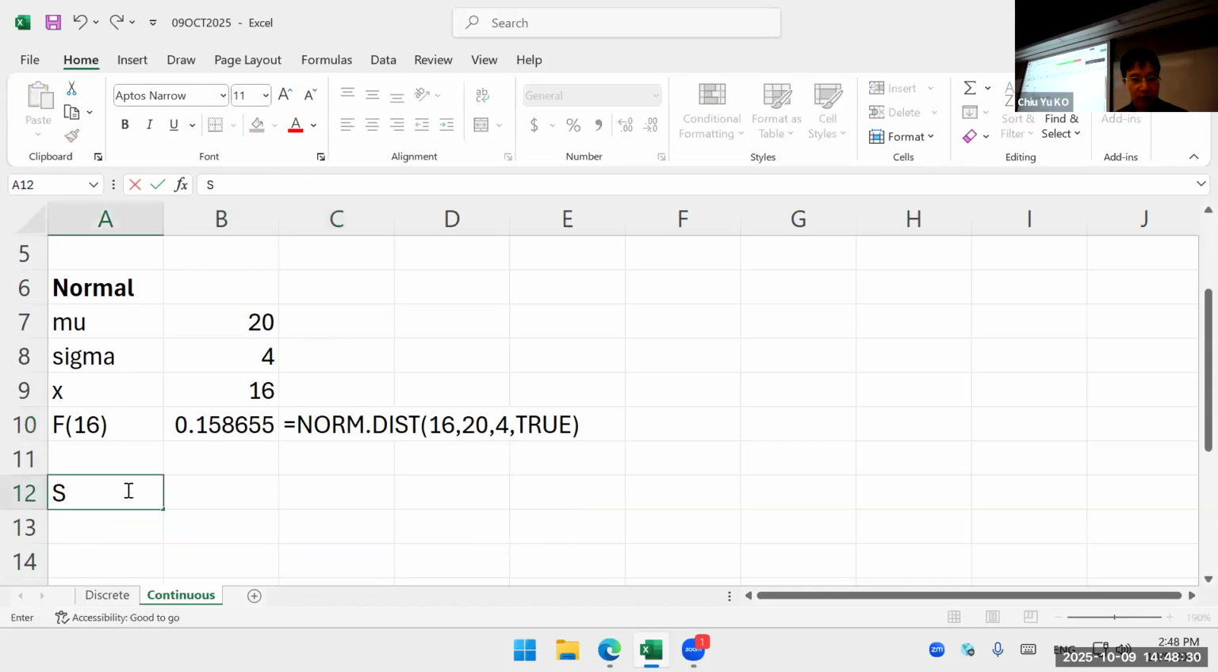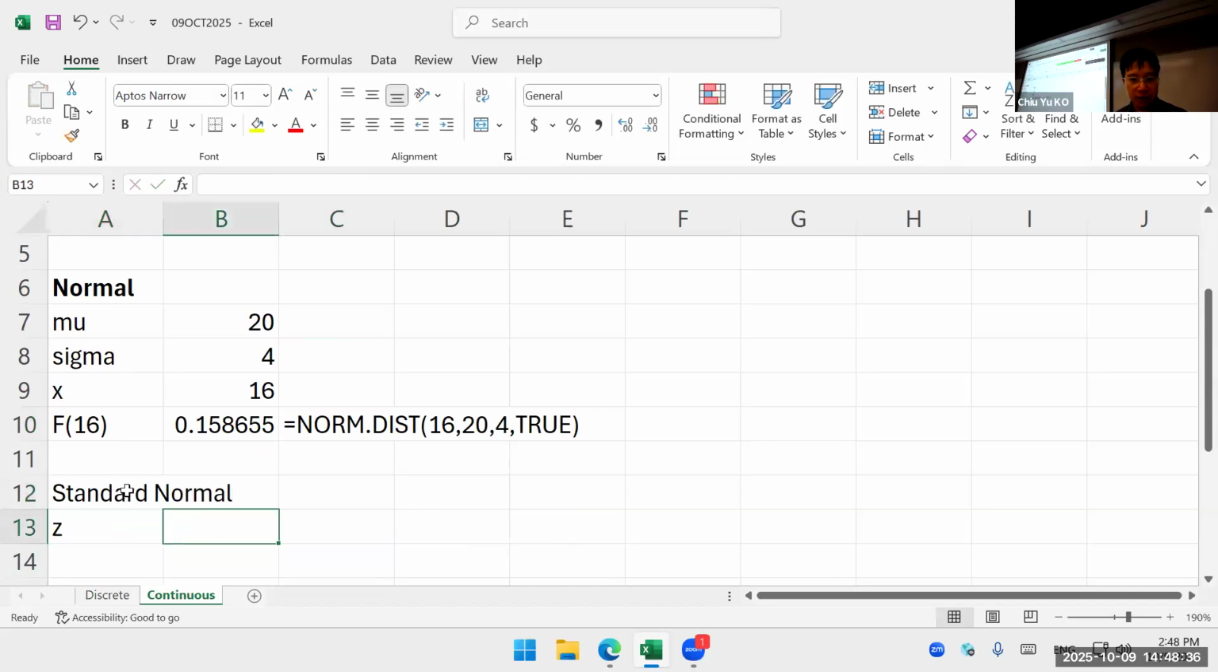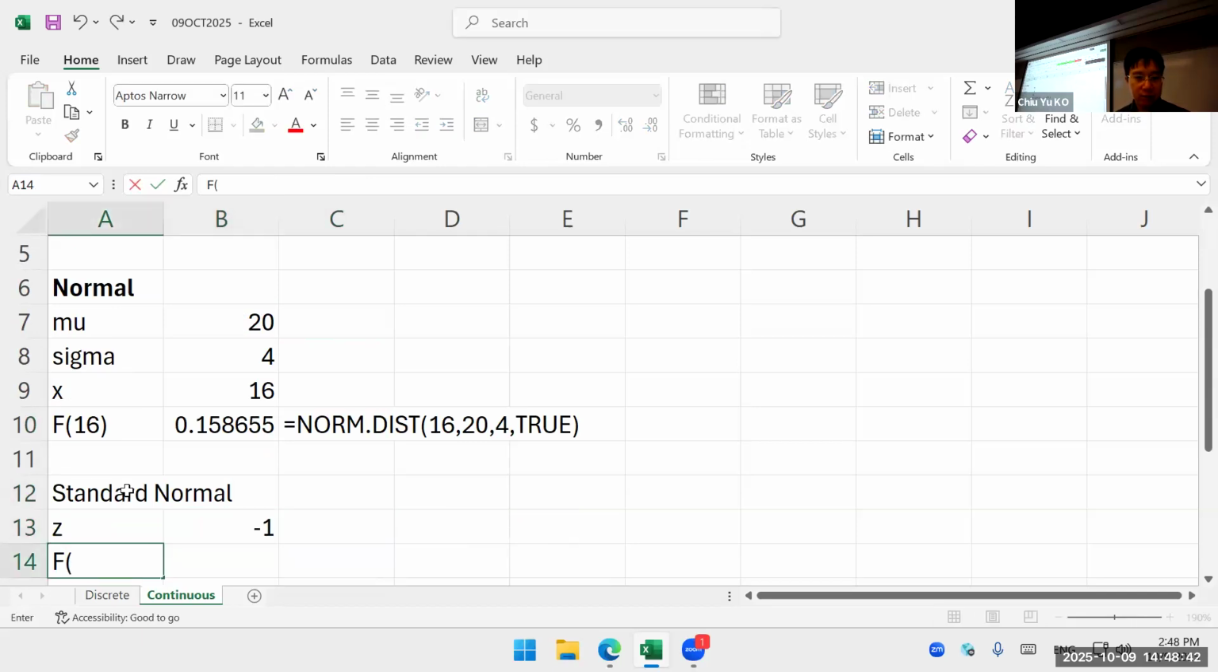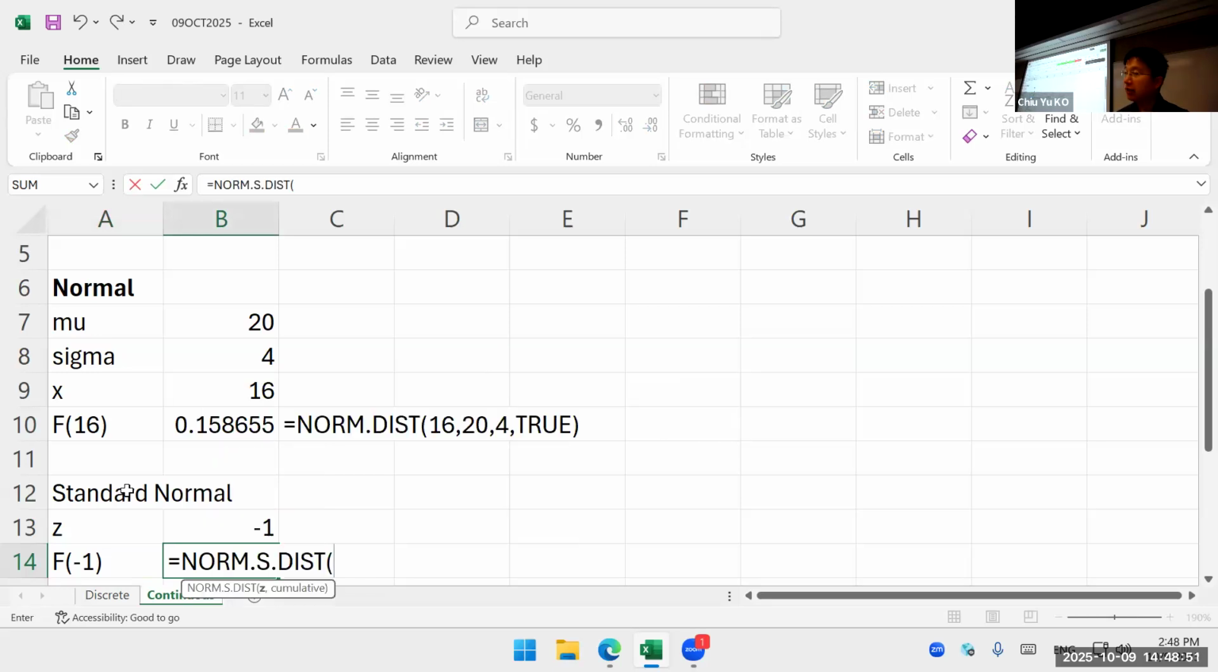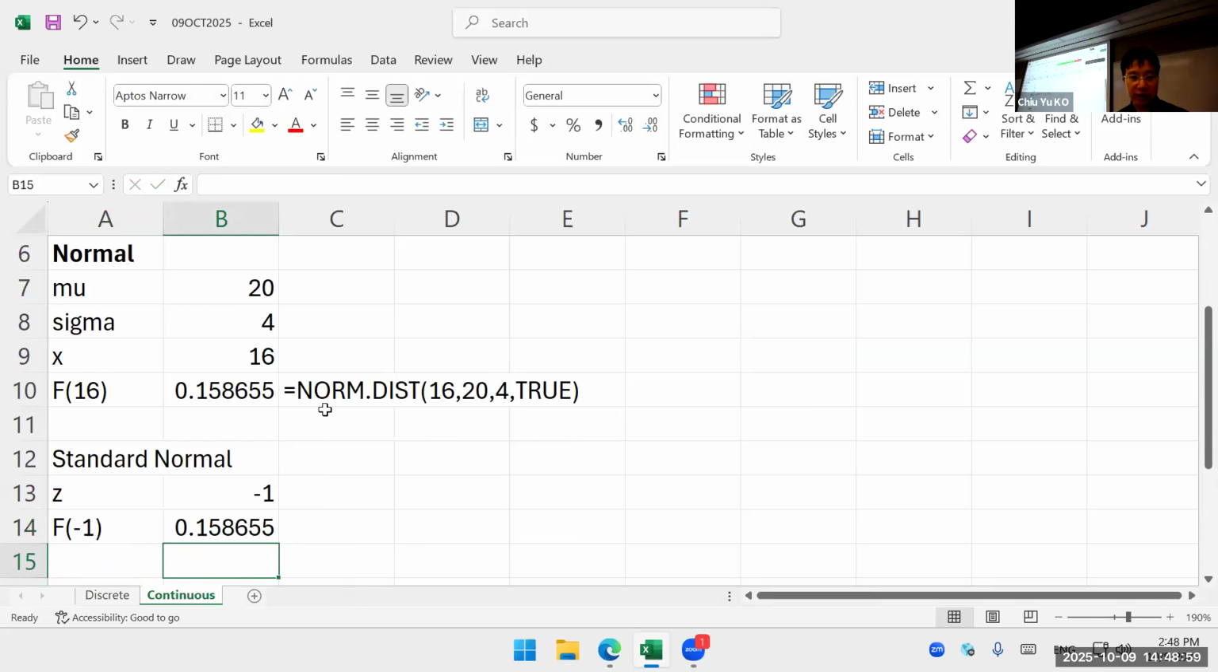Then we use the standard normal. So normal is even more simple. Z of -1. So F of -1 is norm.s.dist. Just put the number -1, then always true, remember. Then we're done, because it's 1 SD below.